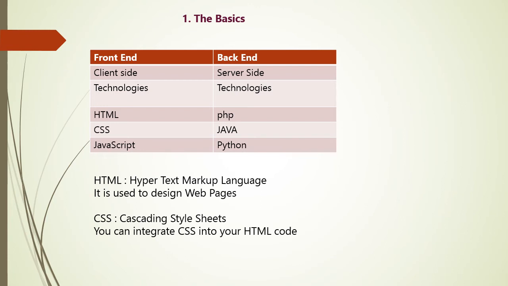Backend, in contrast, is at the server side and is the part that remains unseen to the user. It handles various complex tasks like data organization and communication with front end to make sure that the site is running smoothly. Okay. So the various technologies used in backend are PHP, Java and Python. Then HTML is nothing but hypertext markup language which you are using for designing the web pages. Then you have CSS, that is cascading style sheets, that you can integrate into your HTML code.